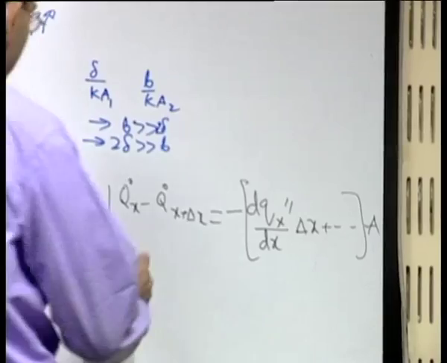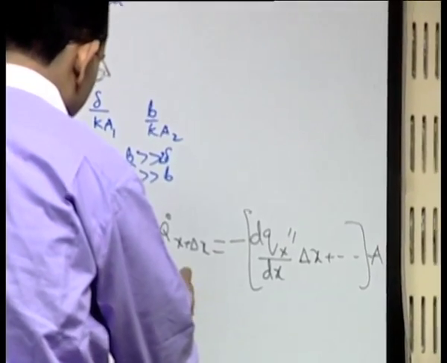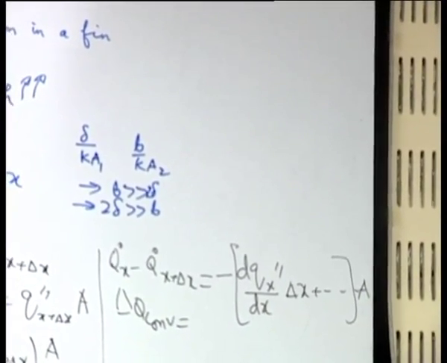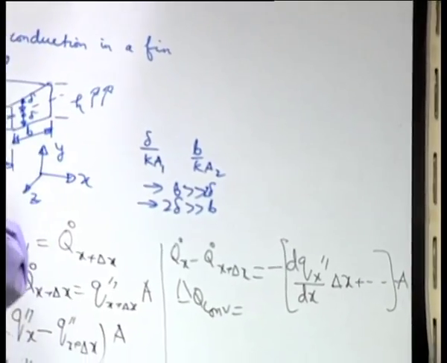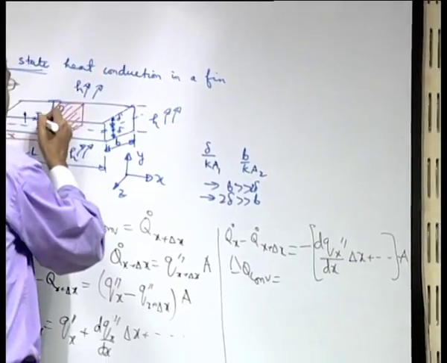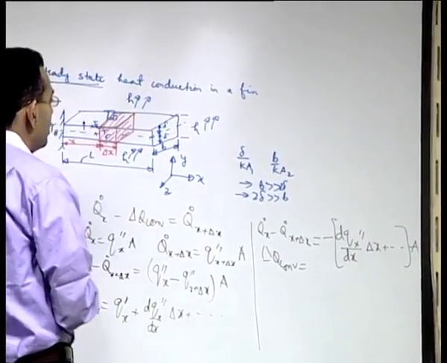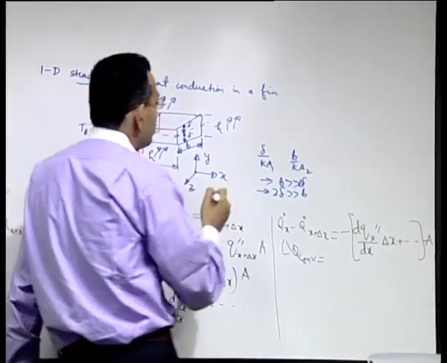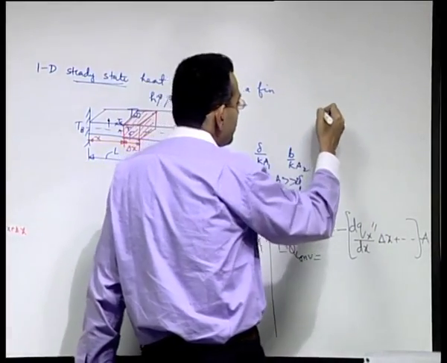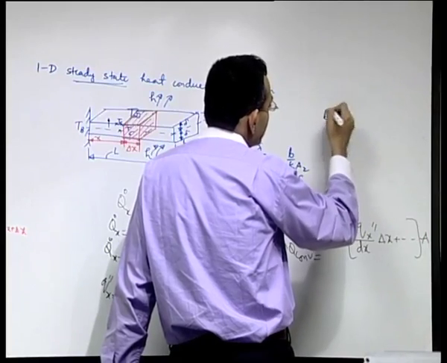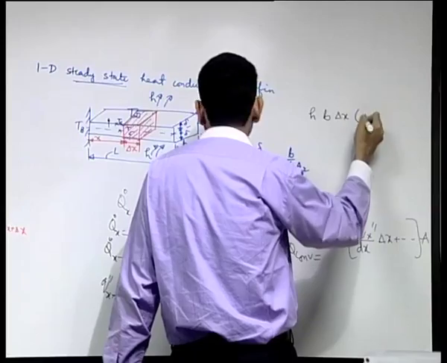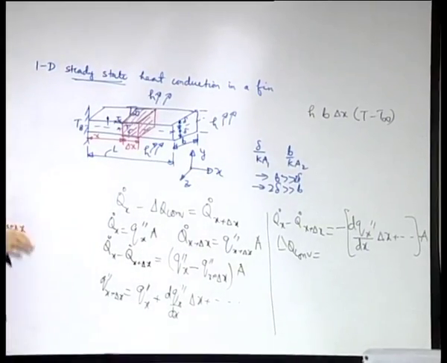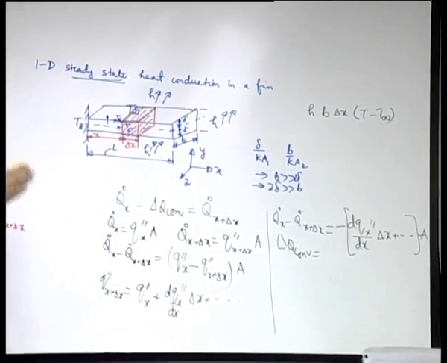And what is delta Q convection? So, there are 4 surfaces. Through the top surface, what is the dimension of the top surface? B into delta x. So, through the top surface the heat transfer will be B into delta x, that into H into T minus T infinity. When we say T, we imply that the entire cross section is at the same temperature T.